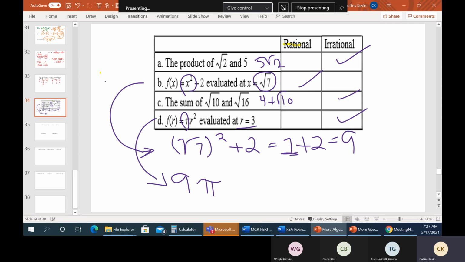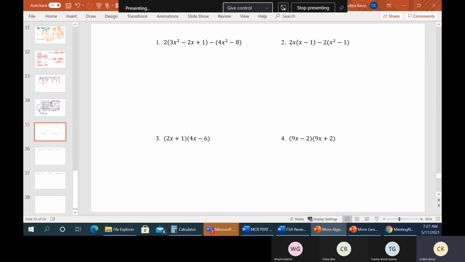All right, so let's move on. Okay, so give me a minute to work on number 1, and then we'll go over it. So once again, this is just distributing and combining like terms. Pretty easy stuff, but go ahead and take a minute and work through it on your own, and then we'll talk.